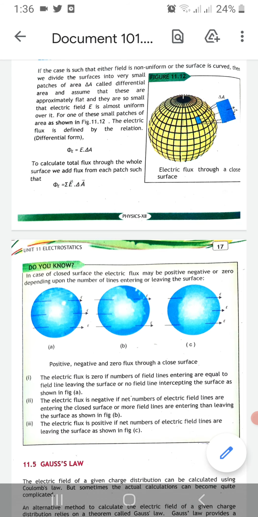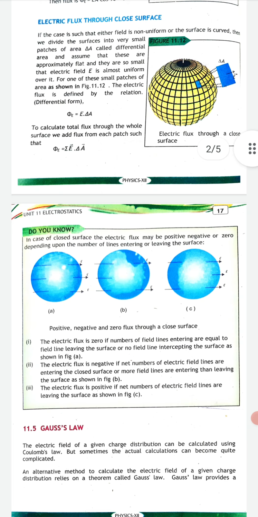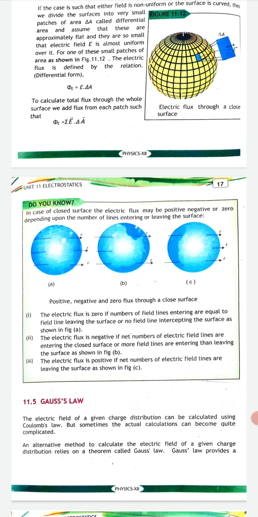Now I am going to discuss the electric flux through the closed surface. Before that, I would like to discuss what is meant by a closed surface. A closed surface means any surface which bounds some volume. For example, a spherical ball bounds some volume, so it is considered a closed surface. Or if you consider a room, it has six sides, so it also bounds some volume. So this is also a closed surface.